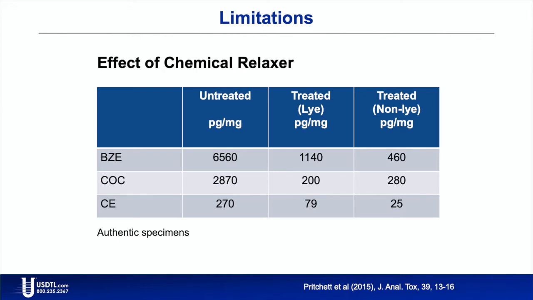Now, the previous table showed fortified samples. Now, these are authentic specimens. These are hair specimens from users of cocaine, and she looked at the untreated results, and we see significant amounts of cocaine and cocaine metabolite. And then we got a significant reduction of the cocaine and metabolites with the lye and a significant reduction with the non-lye. And so we got even more of an effect with authentic hair specimens.